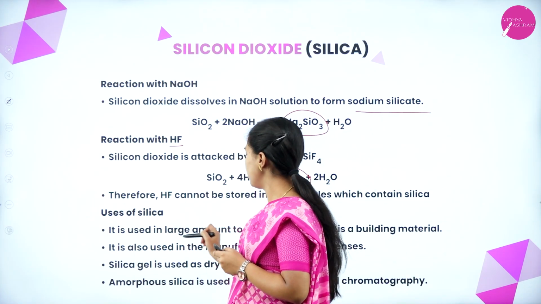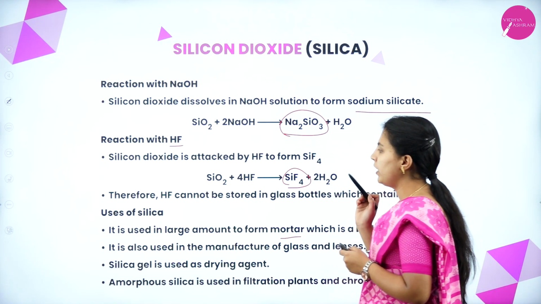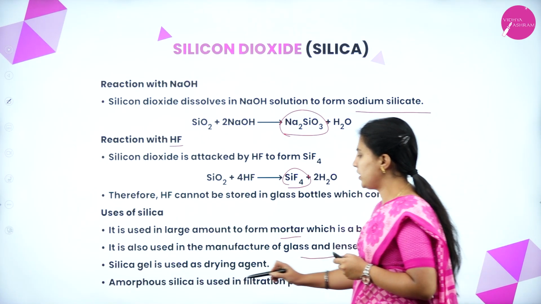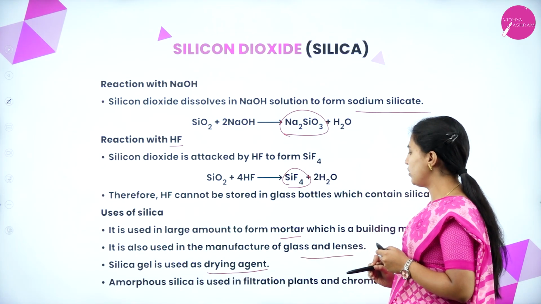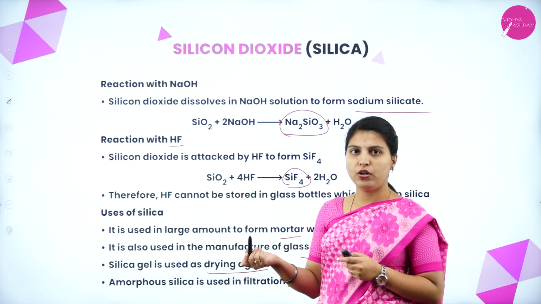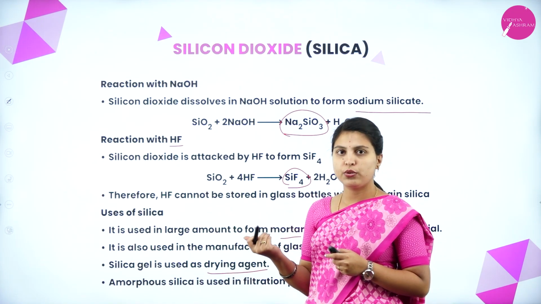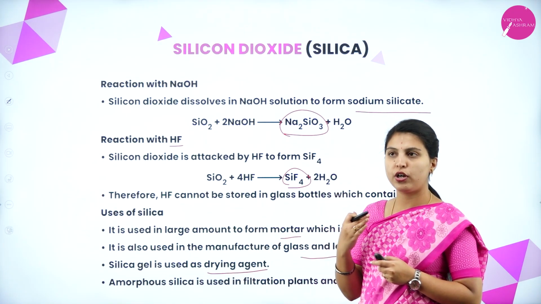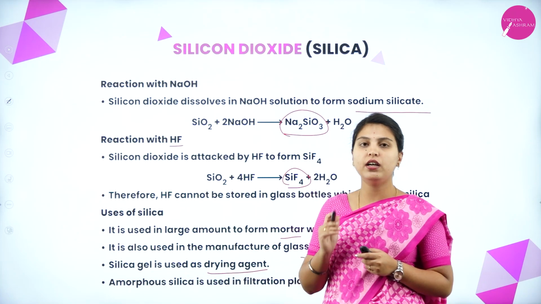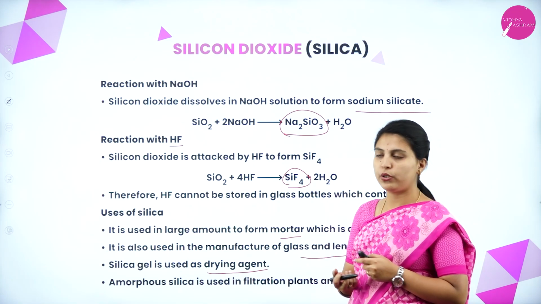Uses of silica: it is used in large amounts to form mortar, which is a building material. It is also used in the manufacture of glass and lenses. Silica gel is used as a drying agent. Amorphous silica is used in filtration plants and chromatography. In the building of industries or any large buildings, and also ceramics, which are used in washrooms or floor tiles, as a drying agent, and amorphous silica is used in laboratories for filtration as well as chromatography.